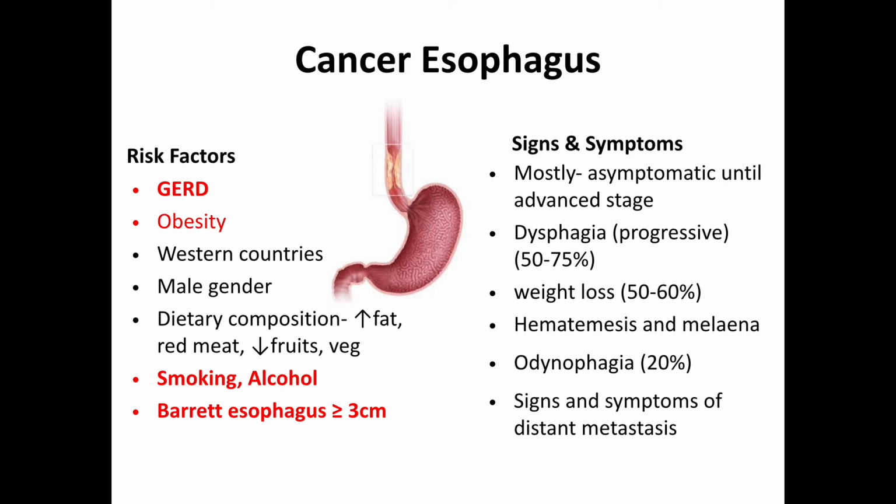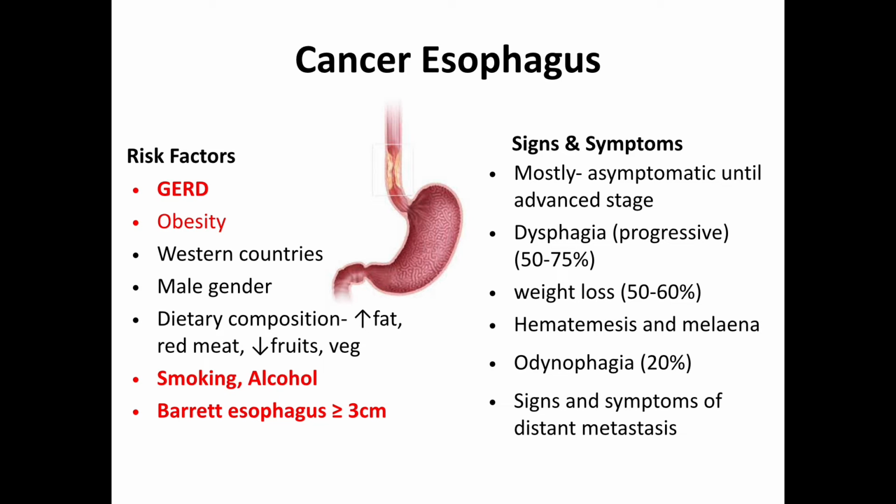The other features that patients may have are significant weight loss because of continuous depletion in oral intake and also the effect of the tumor per se. There might be a few cases presenting with vomiting of blood, which is called hematemesis, or passage of dark tarry stool, which is called melena in medical terms.